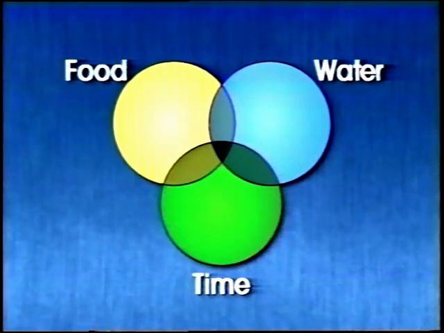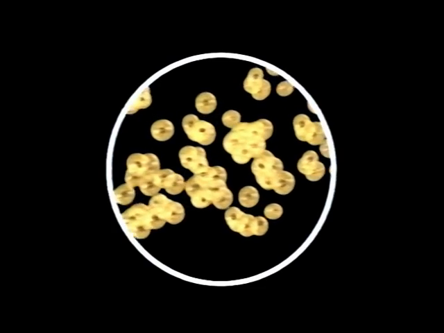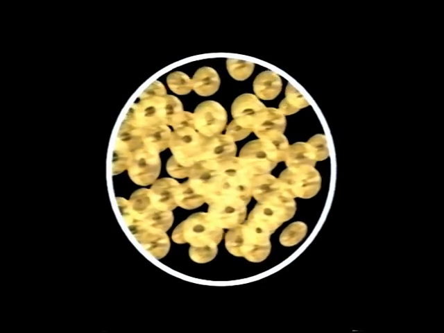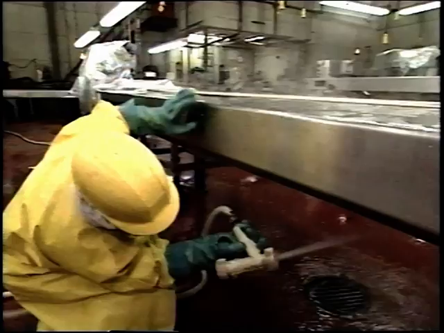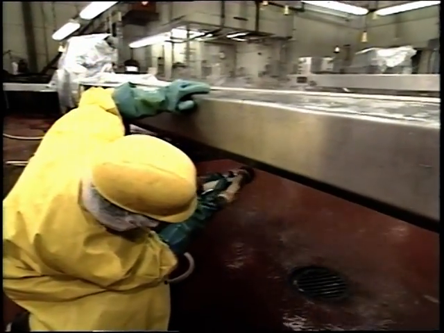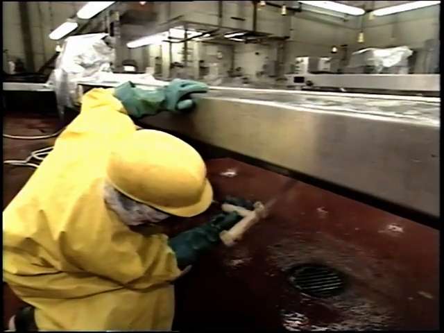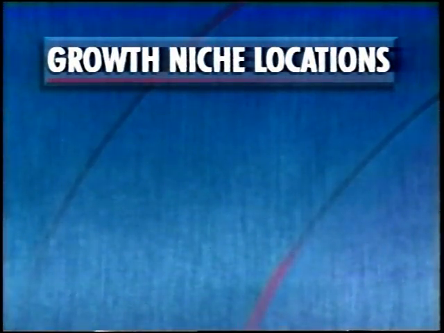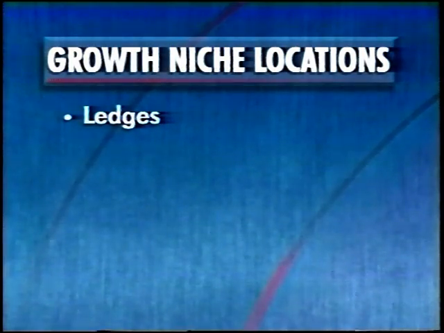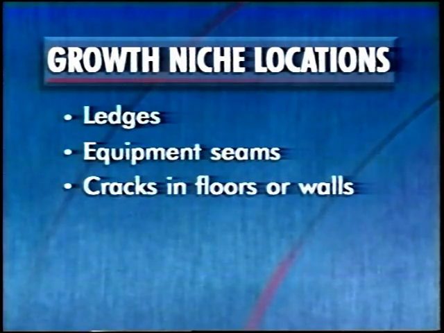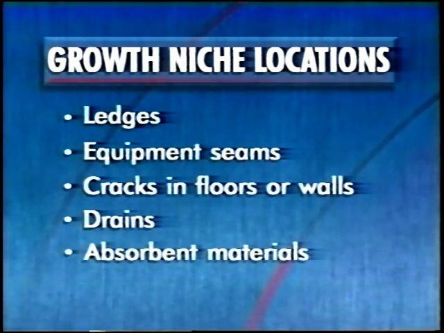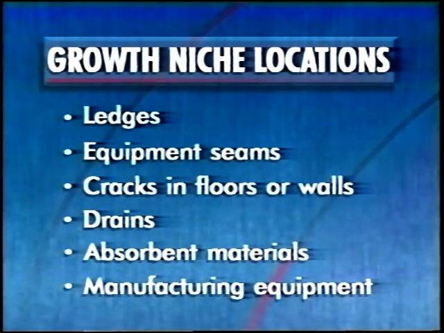If there is a source of food, water, sufficient time, and the temperature is favorable, microorganisms can multiply at a very rapid rate, potentially reaching very high numbers. When an area of your plant contains food and water and cannot be effectively cleaned and sanitized in a reasonable time, you create what is known as a growth niche. There are many places that can become growth niches. Some common locations are ledges, equipment seams, cracks in floors or walls, drains, absorbent materials, and manufacturing equipment.